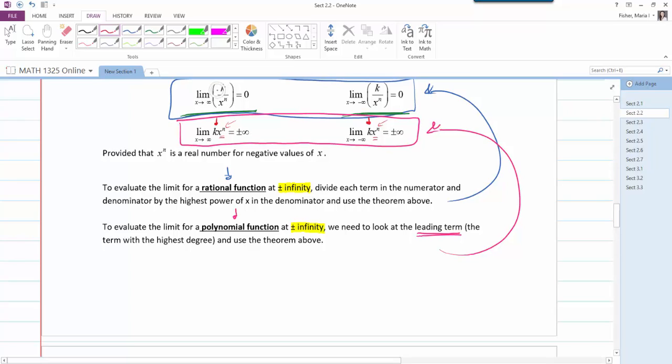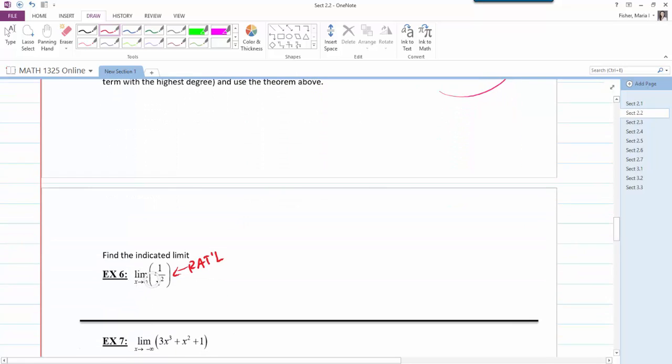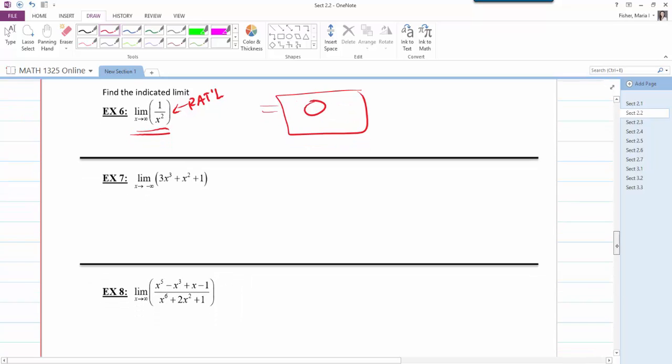This theorem says, hey, if you're going either to positive or to negative infinity, and it's just a number over x to a power, that's equal to 0. So if we look here, the limit as x approaches infinity of 1 over x squared is in the correct format to use my theorem. This is just going to equal 0. Why? Because anytime you have a number over x to a power, it's equal to 0. I'm going to skip to number 8 and then come back to number 7.